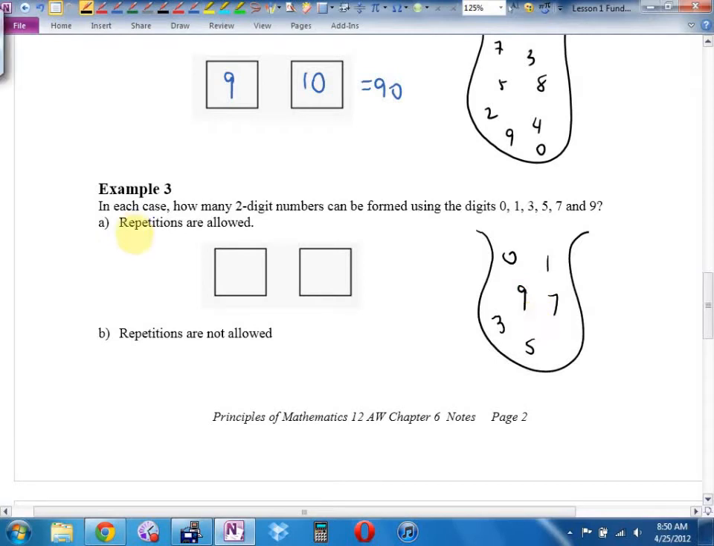And then A says repetitions are allowed. B says repetitions are not allowed. What we mean by B is once you've pulled a number out of the bag, it stays in your hand. It doesn't go back in and get shaken up again. Okay? So let's do A first of all.